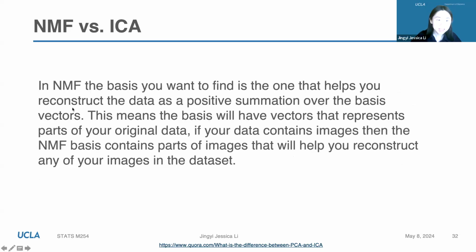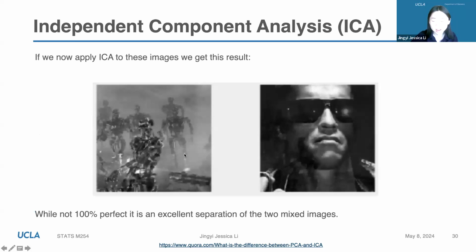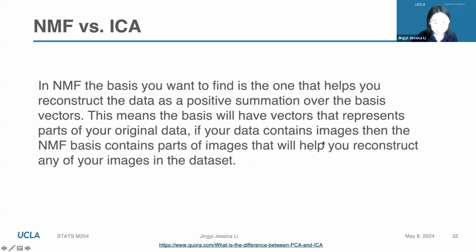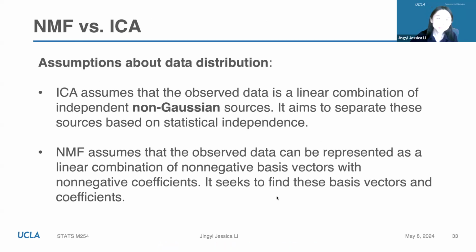How about NMF? In NMF, the basis you want to find is the one that helps you reconstruct the data as a positive summation over the basis vectors, because you don't allow negative loadings. This means the basis will have vectors that represent parts of your original data. Remember that face NMF example, right? You have the ears, you have the noses, you have the mouth, you have the eyes, you have those parts of your data. If your data contains images, then the NMF basis contains parts of images that will help you reconstruct any of the images in the data set. But if you look at this ICA result, it's not getting you parts, right? So that's not exactly NMF, and that's why they are for different applications.